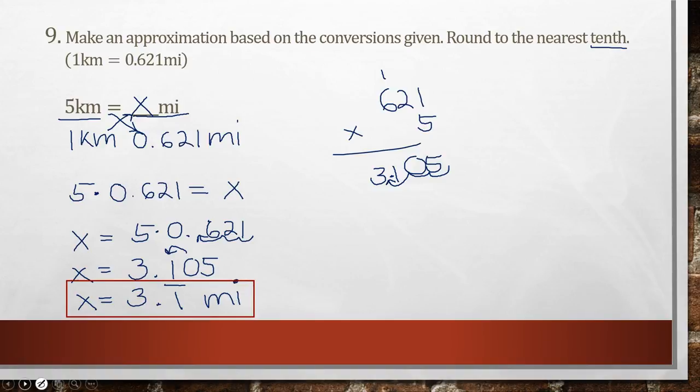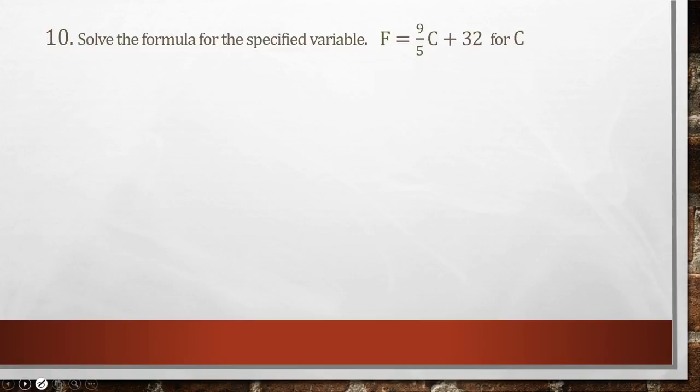Okay, let's go to question number 10. Solve the formula for the specified variable. This is basically the formula to convert Fahrenheit to Celsius, and in this case they want us to solve for C, for Celsius. So I'm just going to rewrite my equation over here, and our goal is to get C by itself. I'm going to move everything to the other side except for C, and I'm going to start with the number that's furthest away from my C, which is 32.